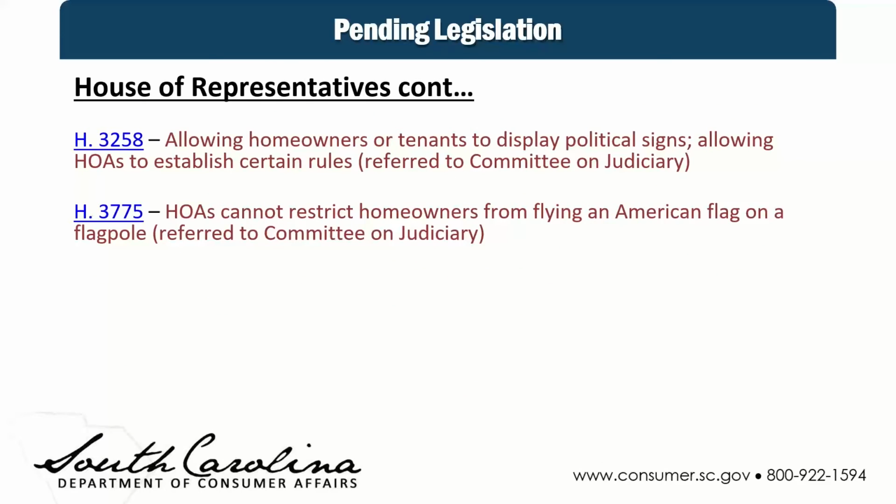There's also a couple of acts out there that would protect a homeowner's or tenant's display of political signs, but allowing HOAs to establish certain rules regarding the display of those signs. And also 3775 there, HOAs would not be able to restrict a homeowner from flying an American flag on a flagpole on their property. That one's been referred to the Committee on the Judiciary.